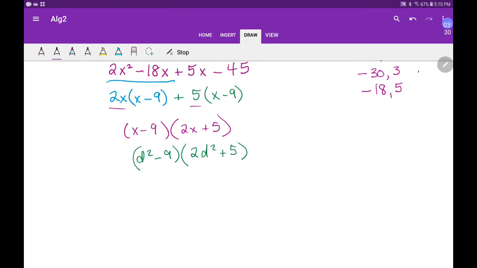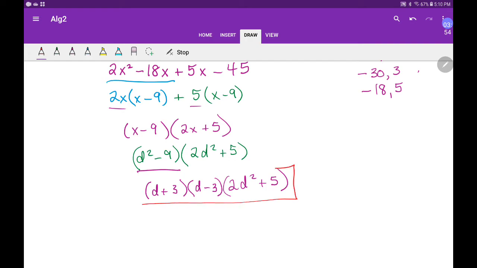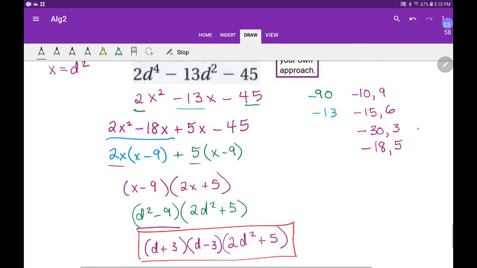But wait, I just about forgot a whole new thing here. This is the same thing as d plus 3 and d minus 3, because it's the difference of two perfect squares. This is the sum of not perfect squares, so neither thing there yells to be factored. Okay, now we have it in terms of d.